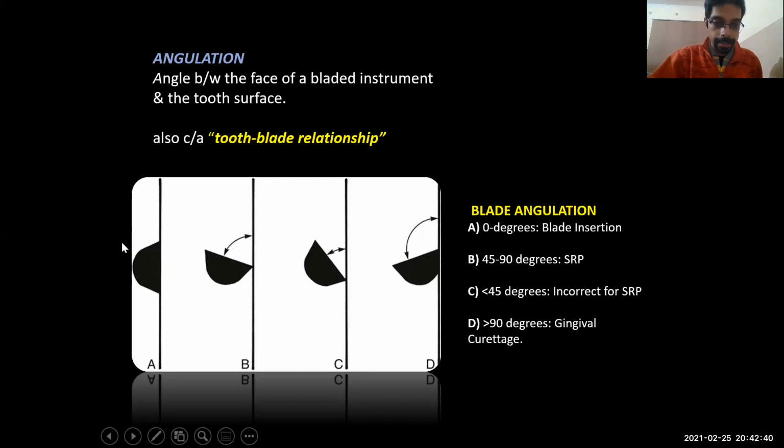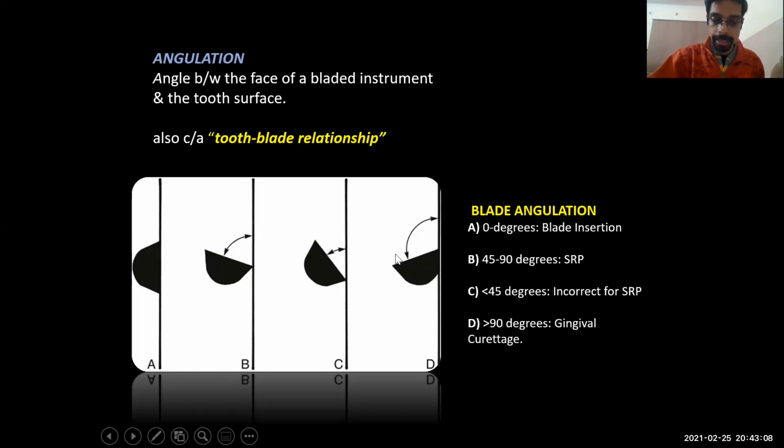Okay, in this way we have to insert in the pocket. If it is less than 90, that is 45 to 90 degrees, it is for scaling and root planing; very less is incorrect. And if it is obtuse, this edge will not be used because it becomes almost parallel to the tooth surface. This straight, vertical line is the tooth surface.